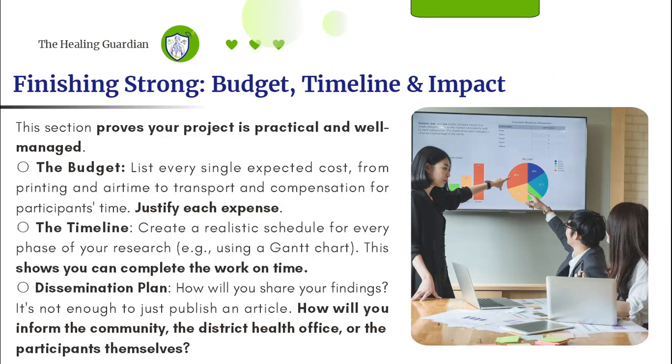Then when you're finishing your research proposal, you have to state the budget. List every single expected cost. You talk about the timeline, a realistic schedule for every phase of the research. Then your plan for dissemination. How would you inform the community, the district health officer, or the participants? That I will write a letter, I will make a report to the district health officer after the research, or I will make a simple summary for the local people or for my participants or for the village, to inform maybe the village, the local council leaders and so on.